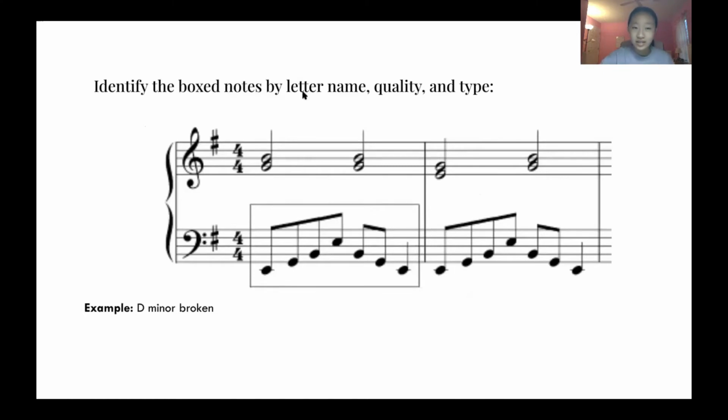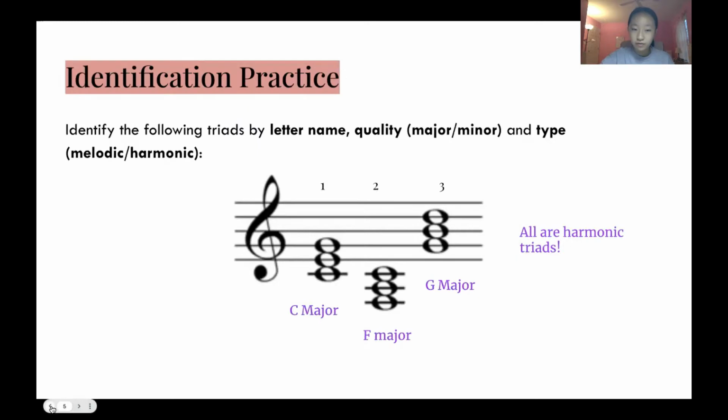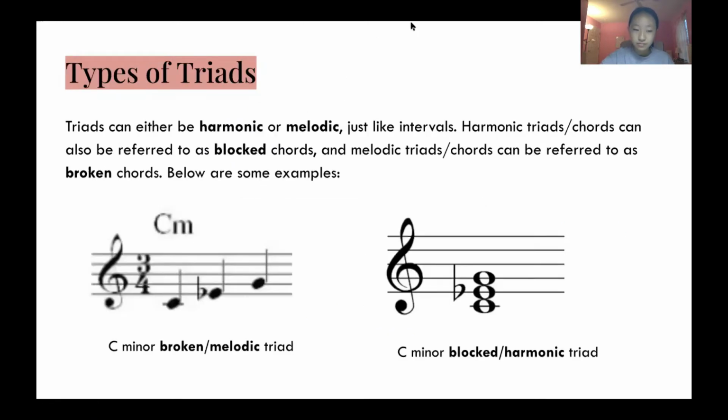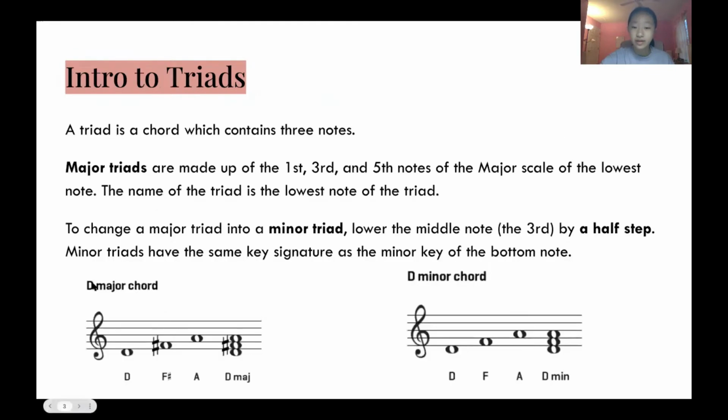So now we're going to identify the box notes by letter name, quality, and type. Before we go on, I just want to remind you how to tell between major and minor. If you don't have these scales memorized, like I know F sharp is in D major and F natural is in D minor, another way you can tell if a chord is major or minor is to look at the intervals between the 3 notes.